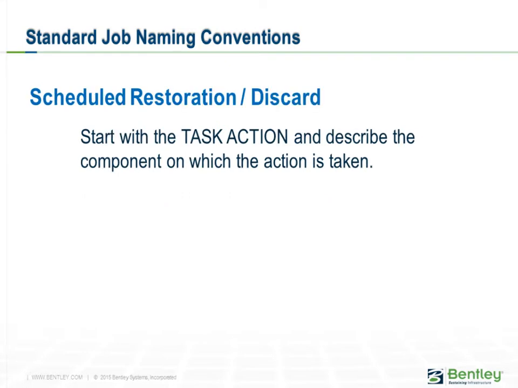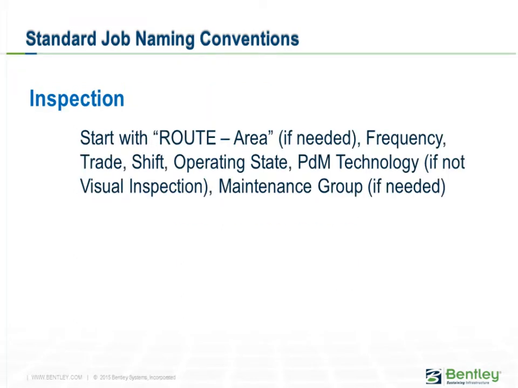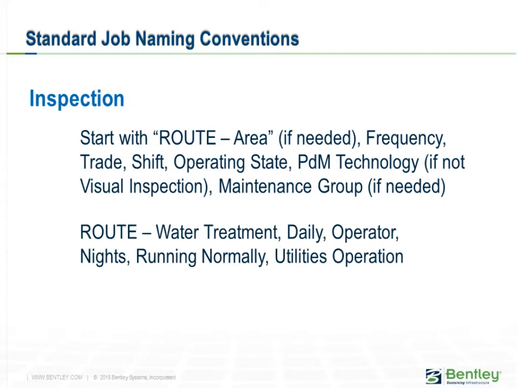For scheduled restoration or discard jobs, do the same thing, starting with the task action and then describing the component on which the action is being taken. For example, restoration, repack coupling, or discard, replace lube oil cooler. For an inspection, start with route, followed by area, frequency, trade, shift, operating state, PDM technology, if it is other than visual inspection, and maintenance group if one is required. For example, route, water treatment, daily, operator, nights, running normally, utilities. If the title case is used, you may want to eliminate commas to save space.